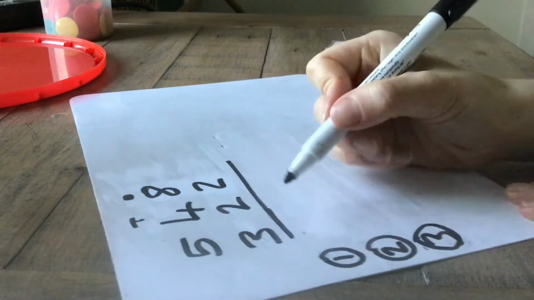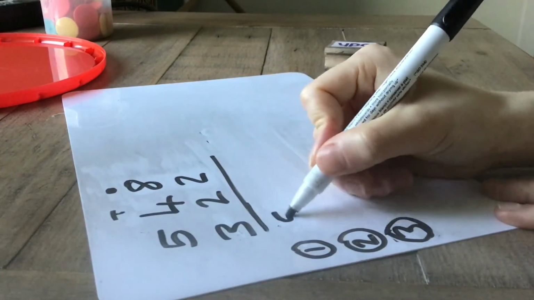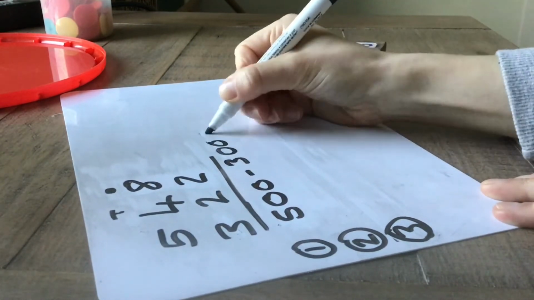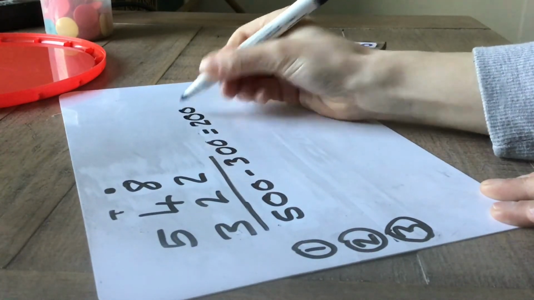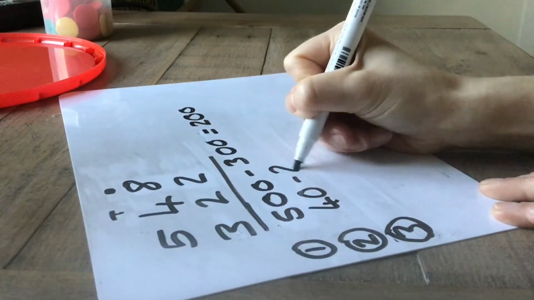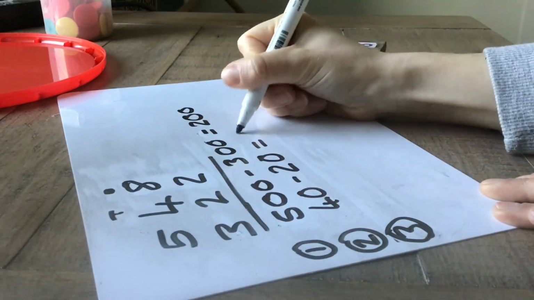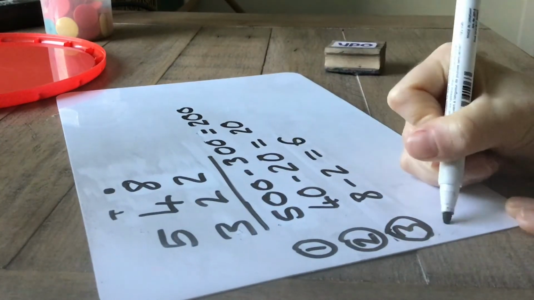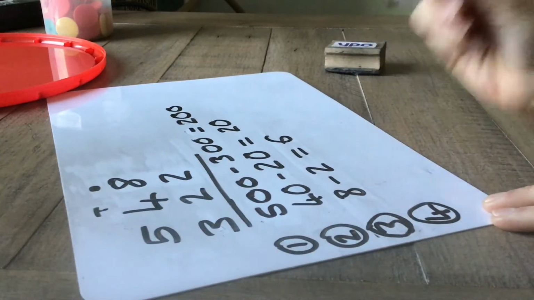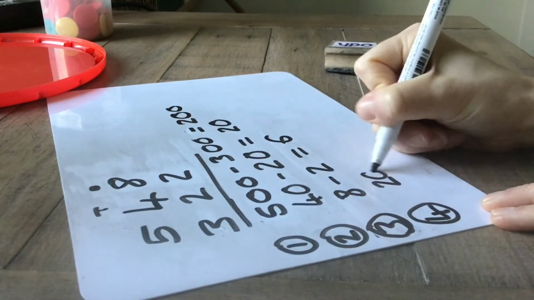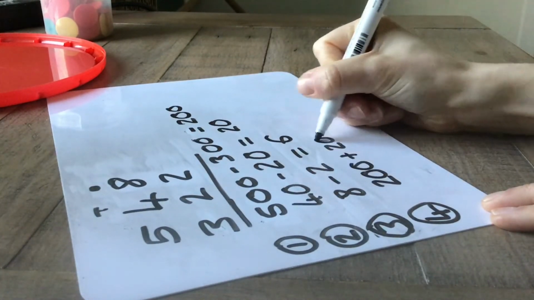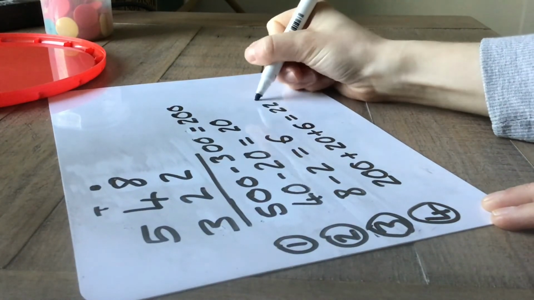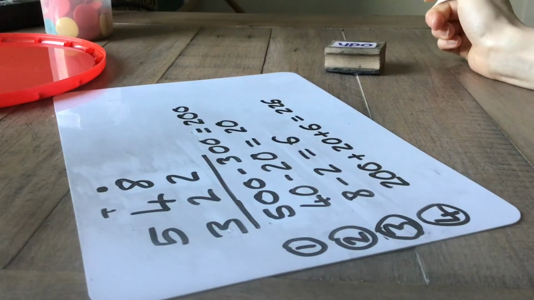Now remember, if you're dealing with hundreds, that would be your first step. So 500 in this example, 500 take away 300 equals 200. 40 take away 20 equals 20. 8 take away 2 equals 6. And remember, in the fourth step, as I said, you then add them all together. So 200 plus 20 plus 6, which gives you 226. That would be your final answer.